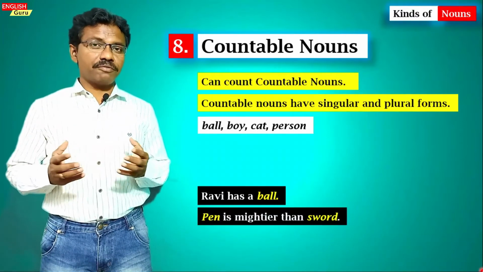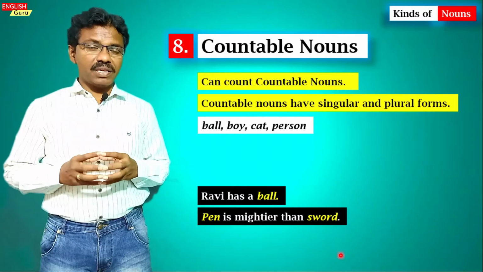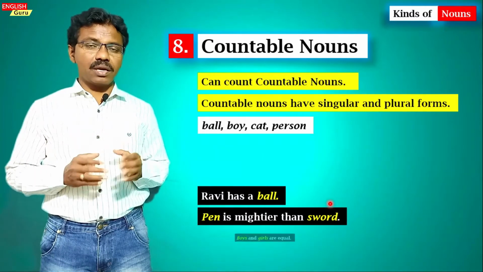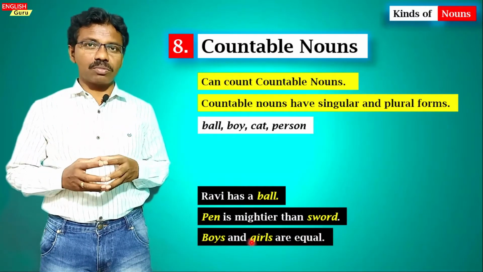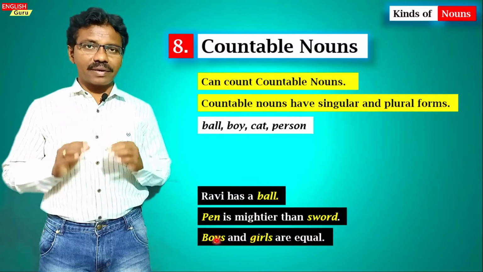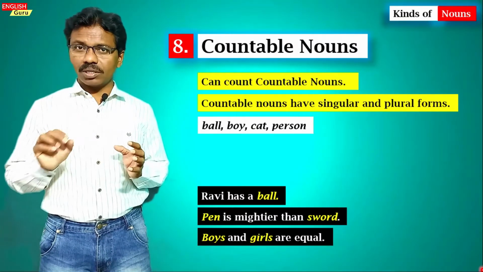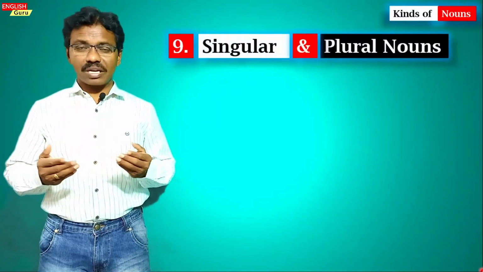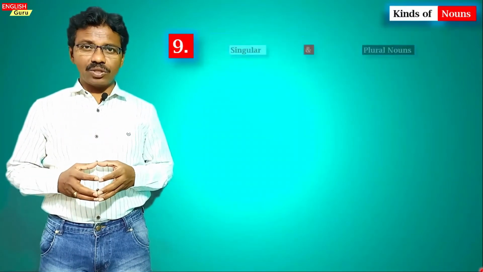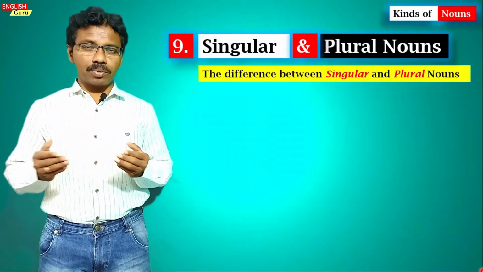We can say 3, 4, 5, 6 balls also. Pen is mightier than sword. Pen and sword are countable nouns. Boys and girls are equal. Boys, girls, countable nouns. So countable nouns can be counted. That's very easy, right? And the 9th and 10th ones are singular and plural nouns.